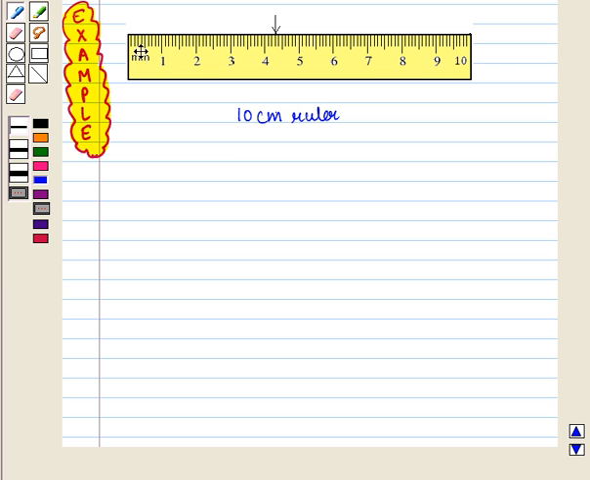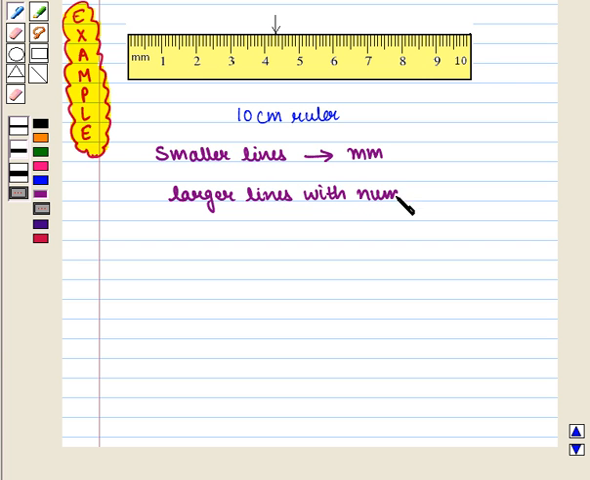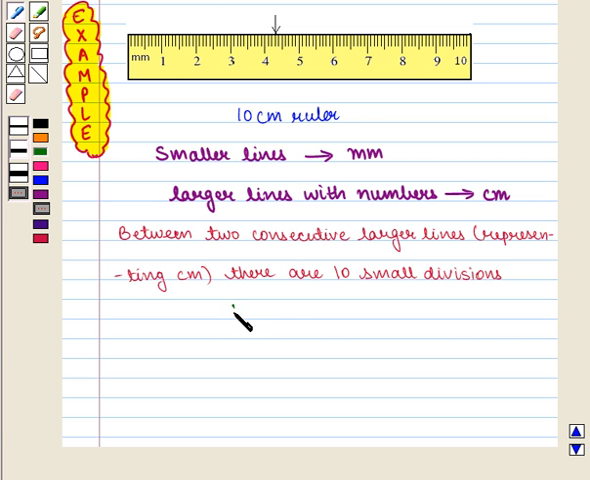Now here the smaller lines in the scale are millimeters and larger lines with numbers are centimeters. Here we have to see the difference between increment of millimeters and centimeters. You can see between two consecutive larger lines representing centimeters, there are 10 small divisions, that is 1 centimeter is equal to 10 millimeters, or we can write 1 millimeter is equal to 1/10 centimeter.